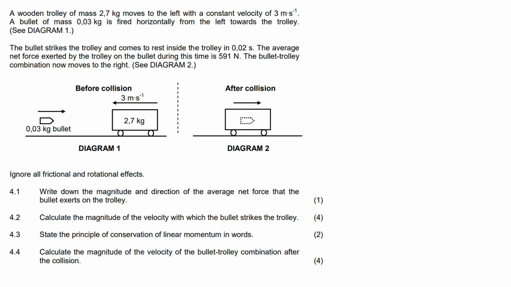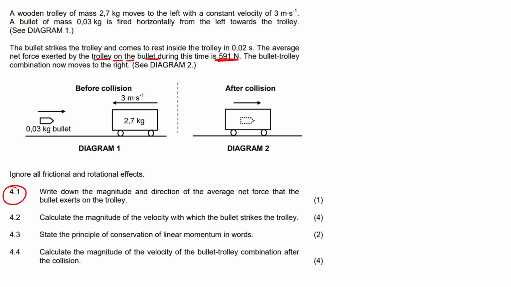A wooden trolley of mass 2.7 kilograms moves to the left with a constant velocity of 3 meters per second. A bullet of mass 0.03 is fired horizontally from the left. See diagram 1. Okay. The bullet strikes the trolley and comes to rest inside the trolley in 0.02 seconds. The average force exerted by the trolley on the bullet is 591 newtons. The bullet-trolley combination now moves to the right. Ignore all friction and rotation. Write down the first question. Write down the magnitude and direction of the average net force that the bullet exerts on the trolley.